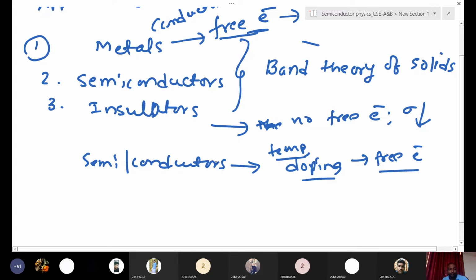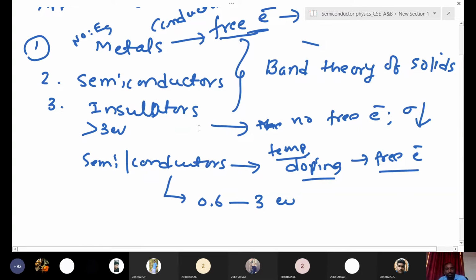The band gap is about 0.6 to about 3 electron volts for semiconductors, but for insulators it is greater than 3 electron volts. There is no band gap for metals. What is the band gap for metals? There is no band gap because there are no bands in metals.